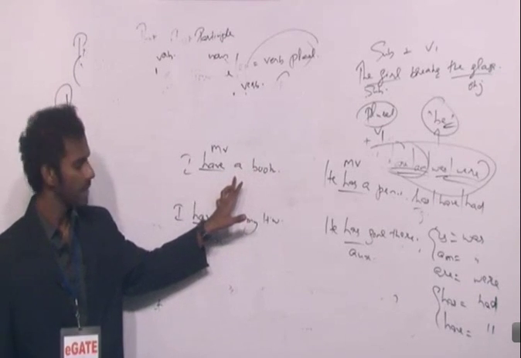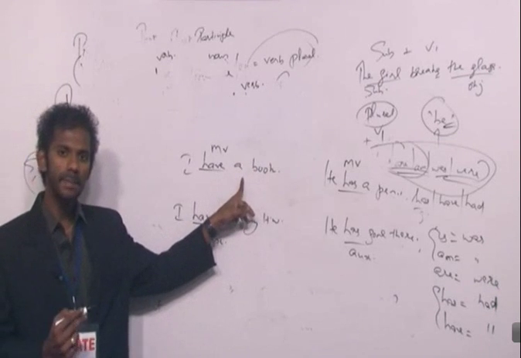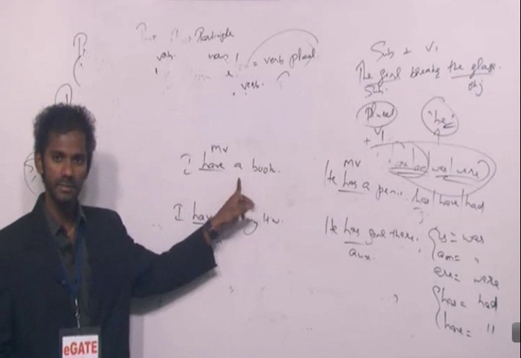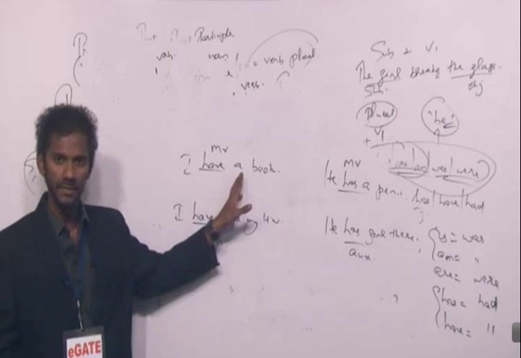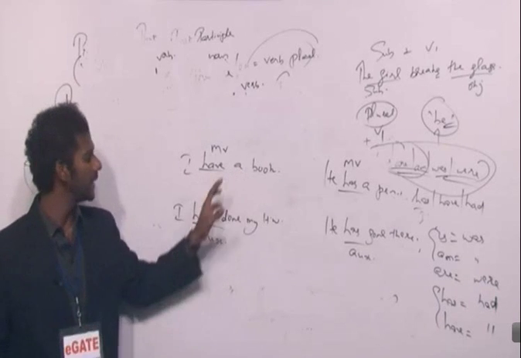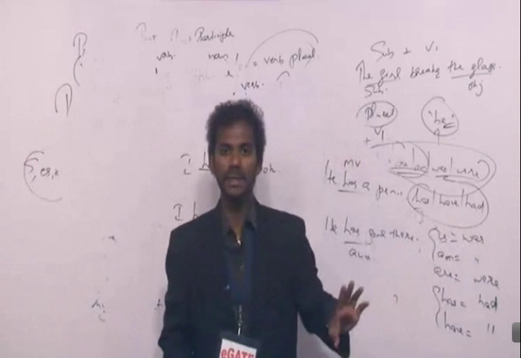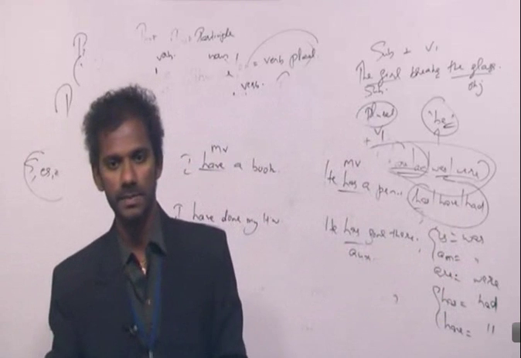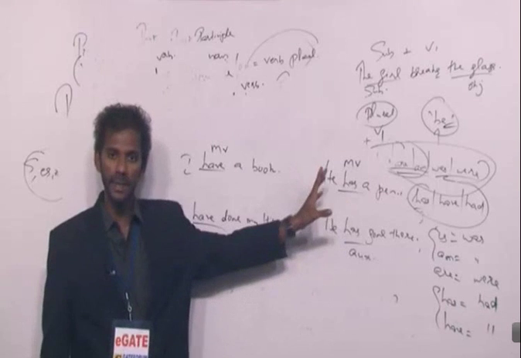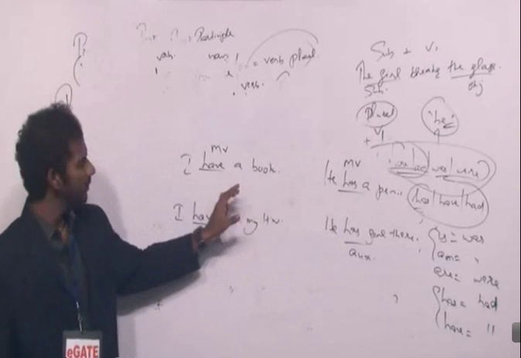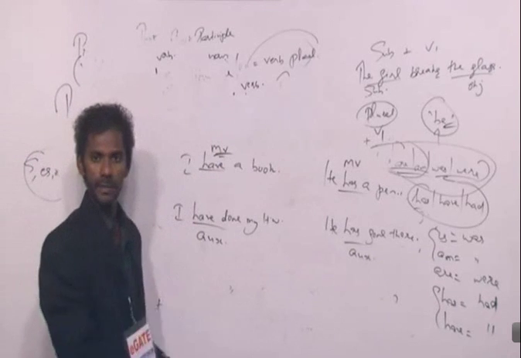Clear? Fine. I have a book. In this sentence, do we have a main verb after have? Is there any main verb after have in this sentence? No. That is, in this sentence, we don't have any main verb after have. If there is no main verb after has, have, or had, then they are termed as main verbs. Here, I have a pen. We don't have a main verb after have. So, have here is termed as the main verb.